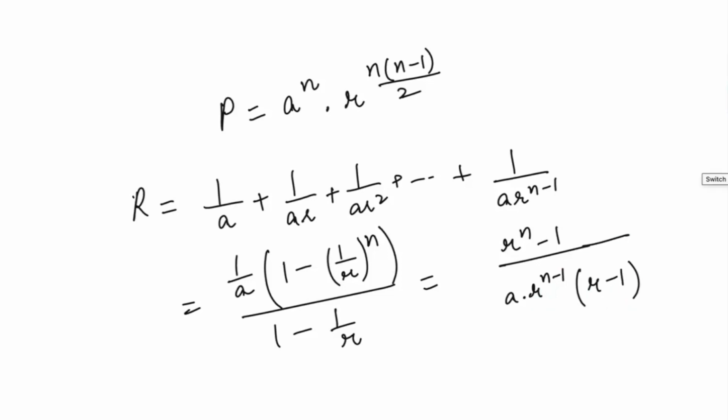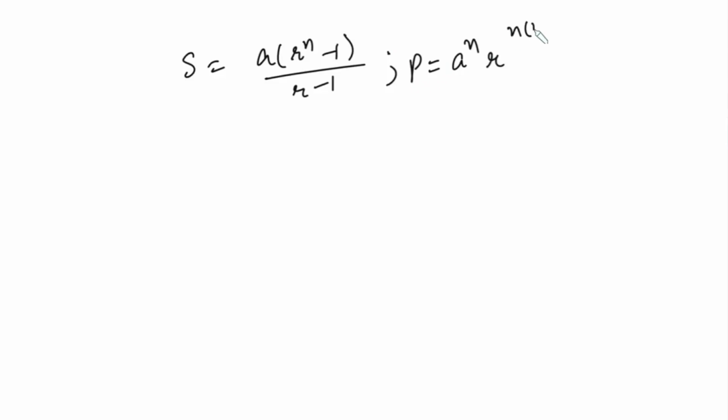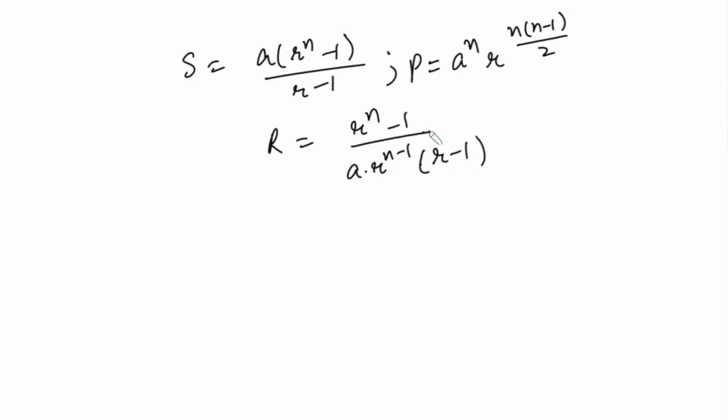So now we know the values of S, P, and R. S is equal to A times R raised to the power n minus 1 over R minus 1. P is equal to A raised to the power n R raised to the power n times n minus 1 over 2. And R is equal to R raised to the power n minus 1 over A times R raised to the power n minus 1 times R minus 1.